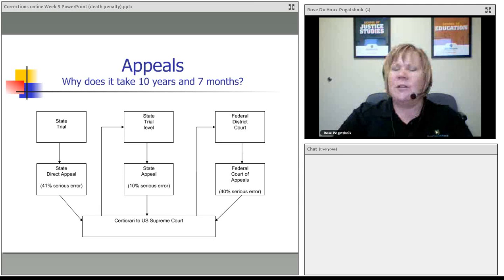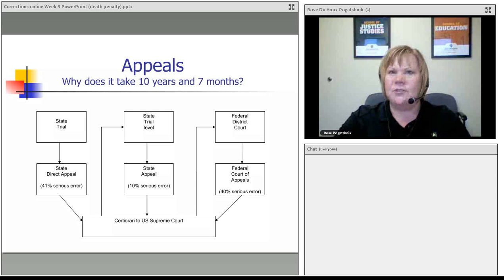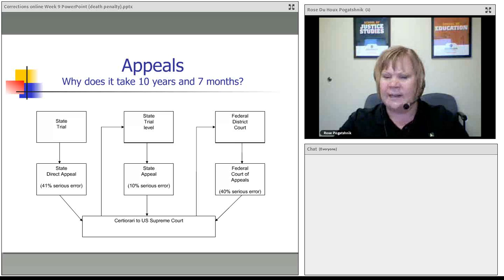The current appeals process. Once someone is put on death row, in that bifurcated trial, the first one found them guilty, the second one said, yep, you're eligible for the death penalty. But then again, it's a mandatory appeals process. That time is taking, on average, 10 years and 7 months. So why is it taking so long? I have basically a little map here. And we're not talking about federal cases here.